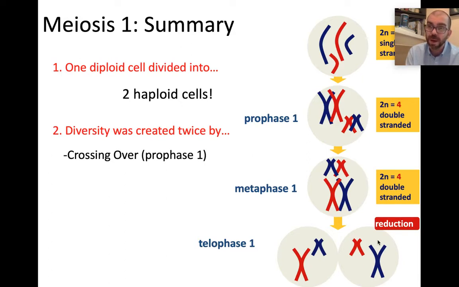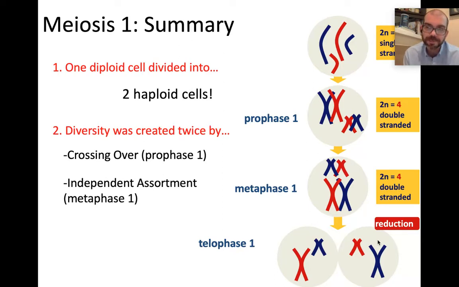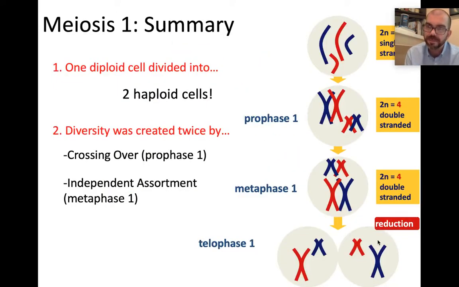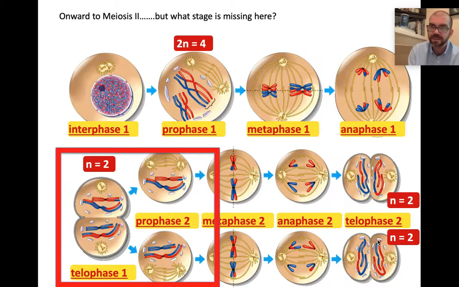Diversity was created twice. The first time I made diversity was with crossing over in prophase 1. The legs of the chromosomes in those tetrads collided with each other. Second time was with independent assortment. The way they lined up on the metaphase plate was completely random, creating more diversity. Awesome, so success. Now we need to look at meiosis II.